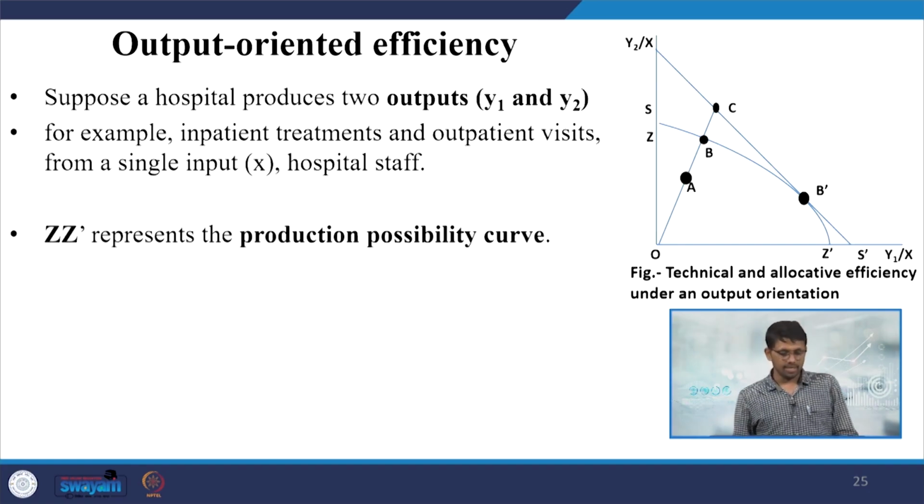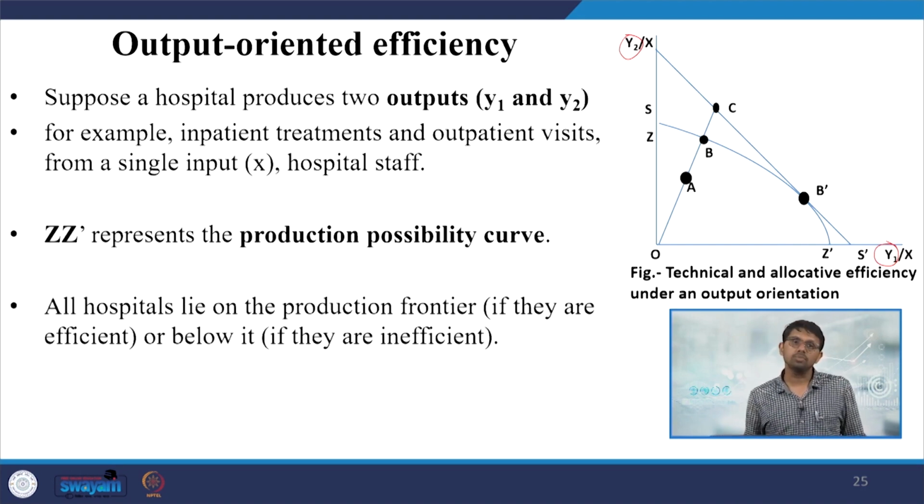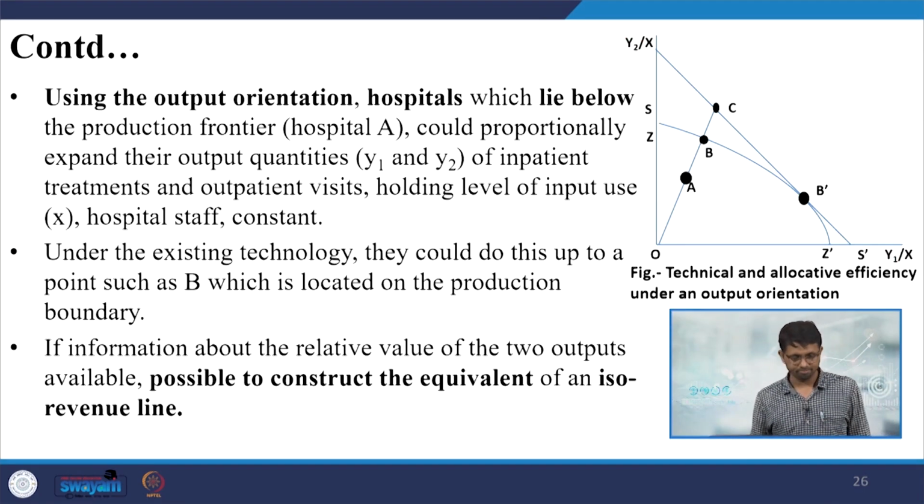So, once again here, Z prime is called the production possibility frontier. Why is it called the production possibility frontier? Because we have taken it with respect to the output. In the earlier case it was with respect to inputs, so the isoquant was derived; now it is the production possibility frontier. So, all hospitals lie on the production frontier if they are efficient, or below it. If they are below, then of course they are inefficient.